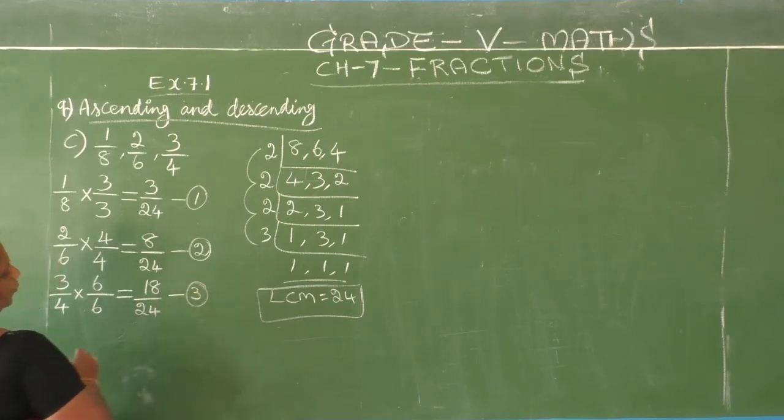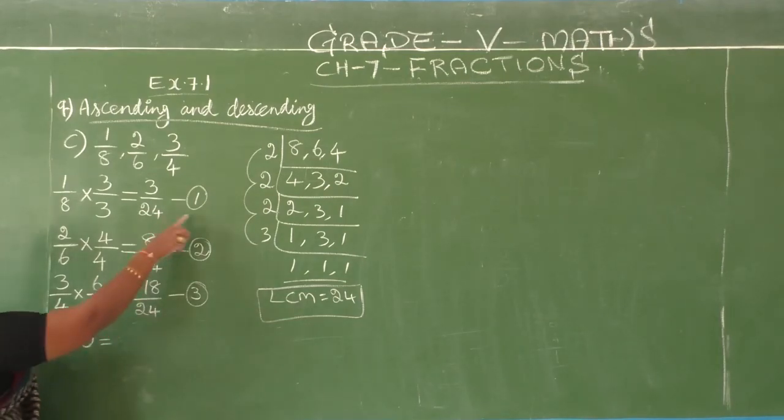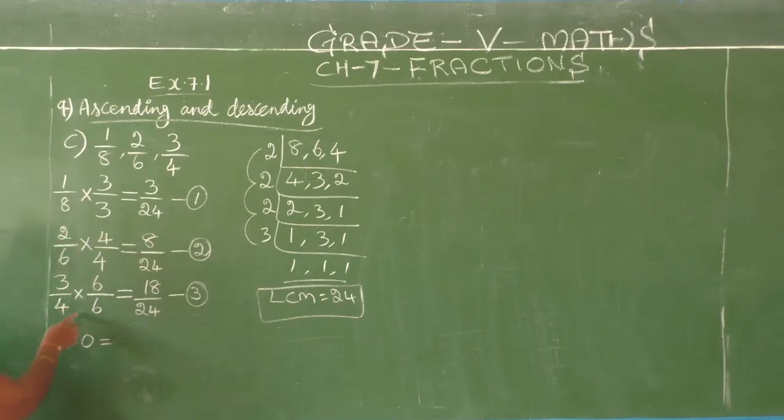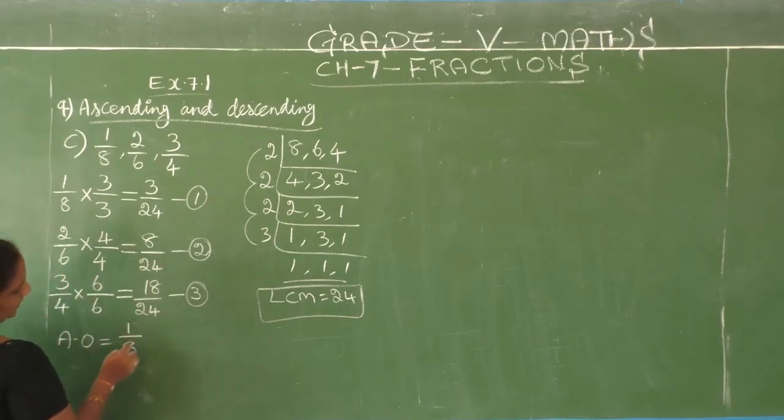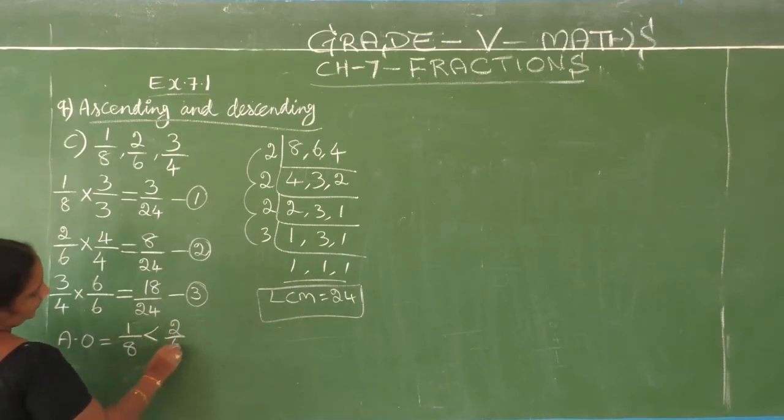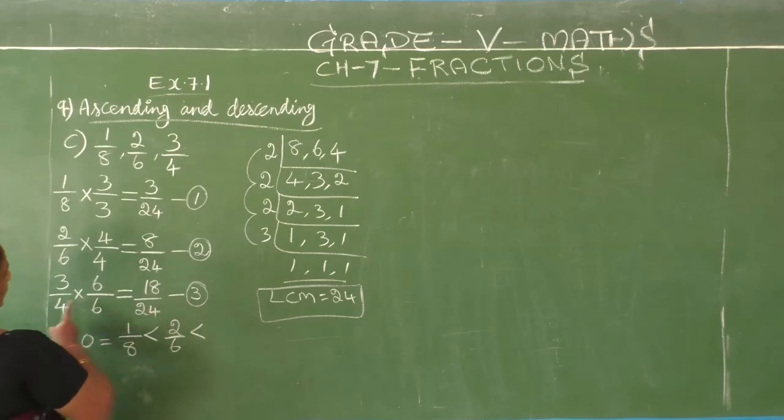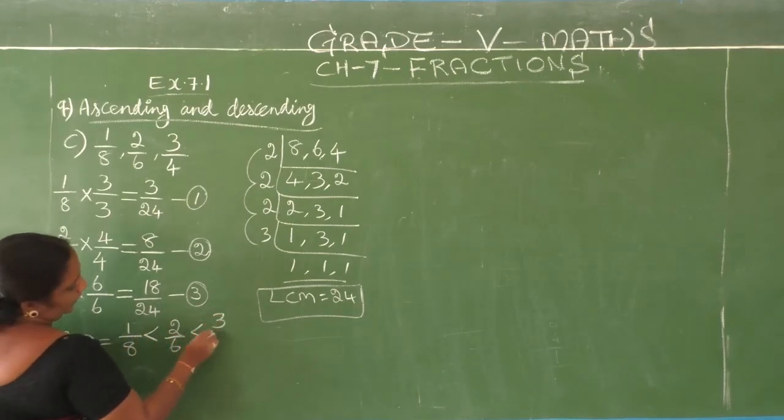Right. Now how to write the fractions in ascending order. AO means ascending order. Write the actual fractions only. No need to write these like fractions. So number 1 is 1 by 8. Then second one 2 by 6. Ascending order, 2 by 6 is less than third one, 3 by 4.